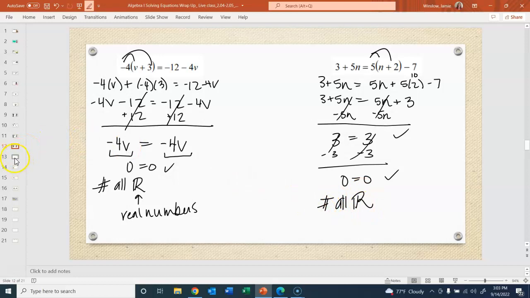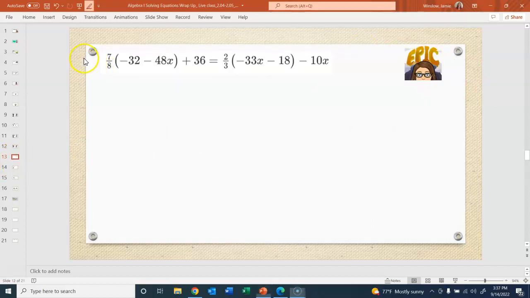That horizontal line. Meaning you could put any number in for n and it would balance on the left and the right. Okay, let's do this one together. We are going to approach it the exact same way, even though it looks really long and there are some fractions. That's okay. We're going to distribute the 7/8 to everything inside.